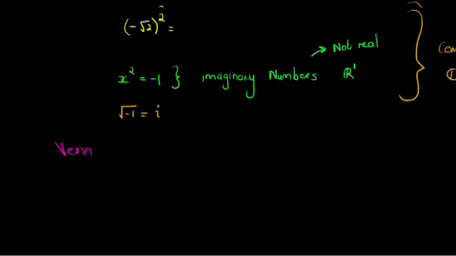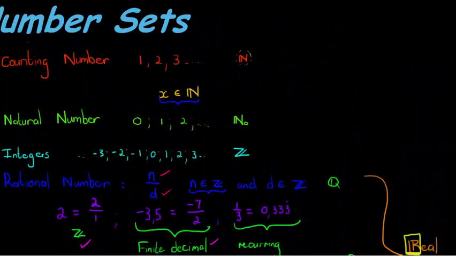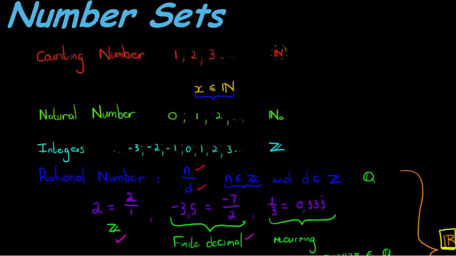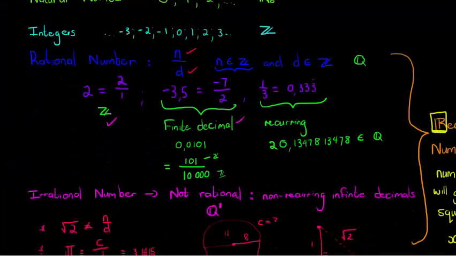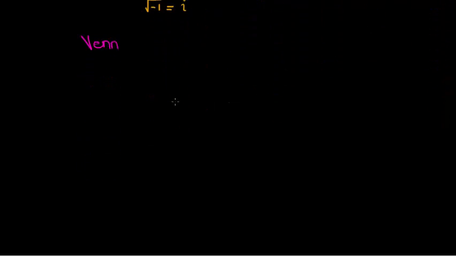Now I just want to lastly show you a Venn diagram. A Venn diagram is just a way of displaying different sets, and we're talking about number sets, in a pictorial way or in a diagram. Basically, this is just a graphical representation of these sets.